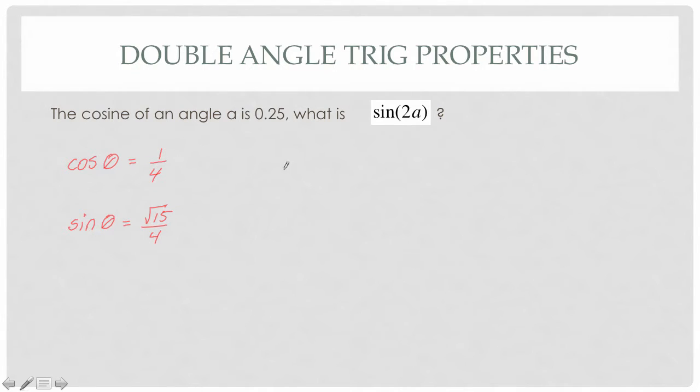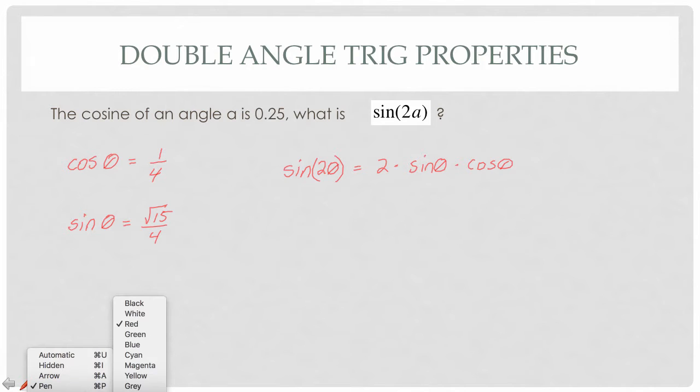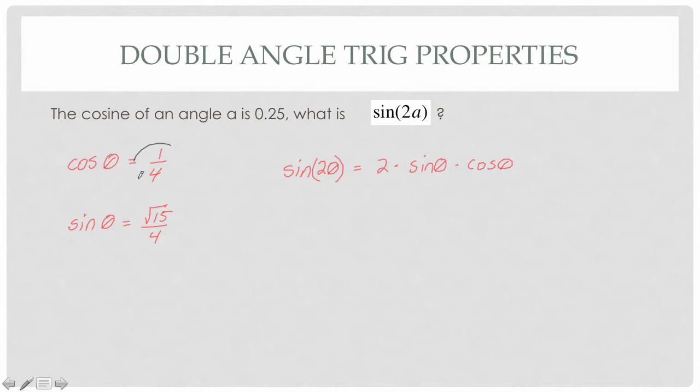So now, using my double angle formula, the sine of twice an angle, we had this formula: 2 times the sine of the angle times the cosine of the angle. But we already know all those values, so let's substitute them in. I'll put 1/4 for cosine. I'll put square root of 15 over 4 for the sine, times 2. Let's simplify this all out.